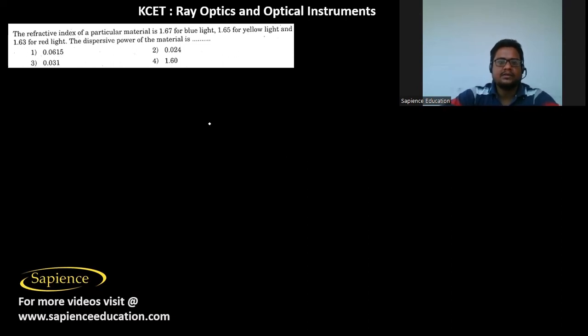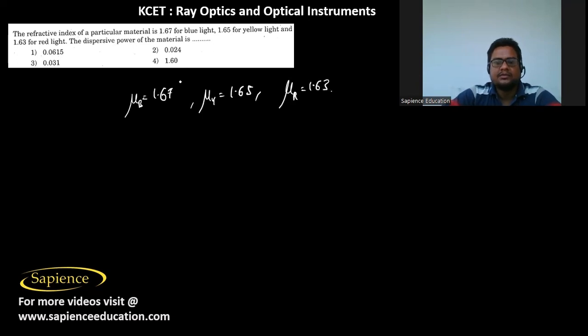Then it is told that the refractive index of a particular material is 1.67 for blue light, and the refractive index for yellow light is 1.65, and the refractive index for red light is 1.63. Then the dispersive power of the material is.